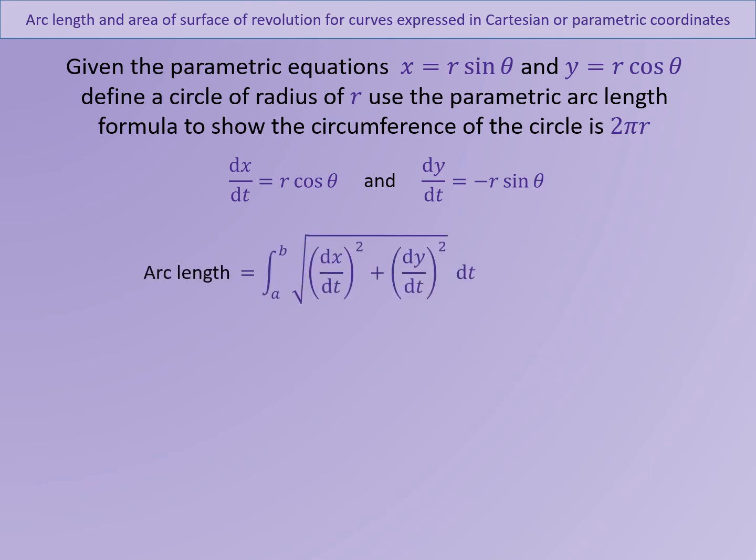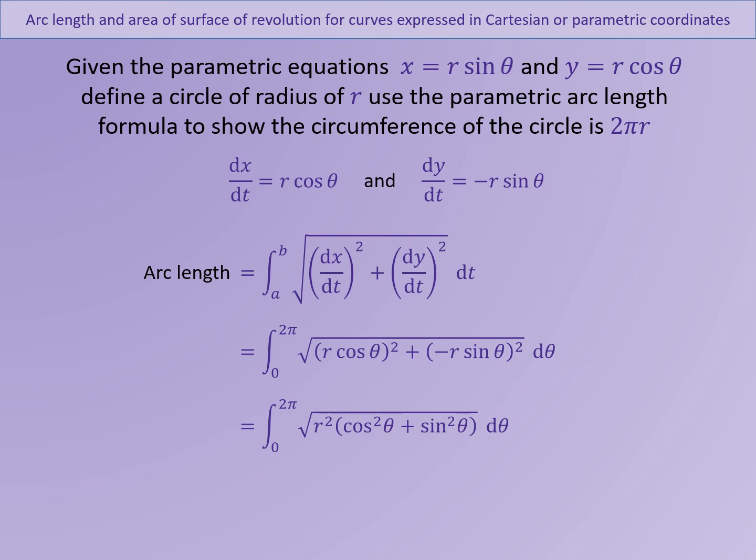Okay, so there's my arc length formula straight from the formula book. If I substitute those two values in, I'm going to get that answer. So r cos theta all squared plus minus r sine theta all squared. I can expand those out. I can factorize the r, so I get that. And lo and behold, I get cos squared plus sine squared, which of course you know equals 1. So that's going to just go to 1, leaving me just r.